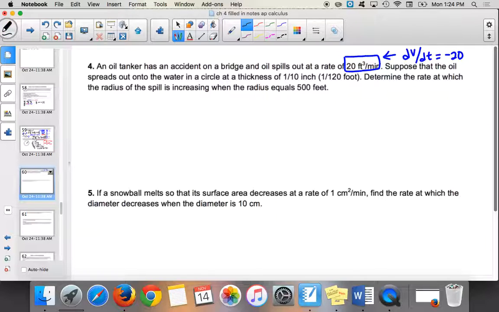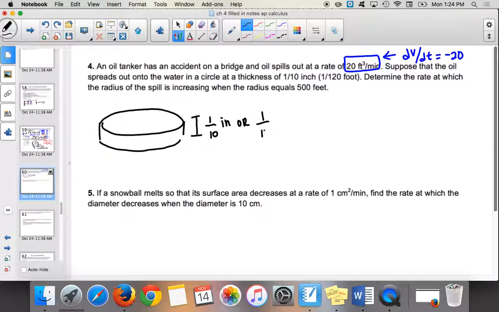Oh gosh, dangerous. All right, so we have the circle, but it has a thickness. We're going to assume this is a uniform thickness for a while, and after a certain amount of time it's going to start sinking in. It says, suppose that the oil spreads out onto the water in a circle with a thickness of 1 over 10 of an inch, or 1 over 120th of a foot. In this case, I think we want to use the feet, because our volume is in terms of cubic feet, right? So I would use feet.